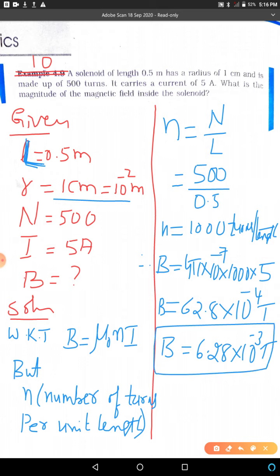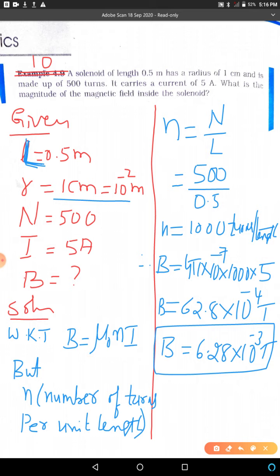Minus 3 is a pretty large magnetic field. So the solenoid produces a strong magnetic field inside it. Therefore the magnetic field inside the solenoid is 6.28 into 10 power of minus 3 Tesla. You should know the formula, and also how to calculate the turns per unit length. Again you should decide it is a very long solenoid because the radius is very very small compared to its length.